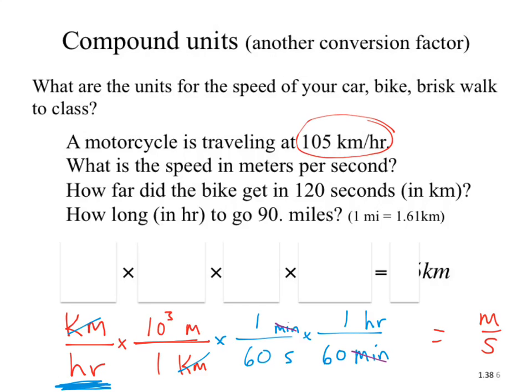Now I can put in my initial number, which was 105 kilometers in 1 hour. I could take everything in the numerator, multiply it out, and get a number. Everything in the denominator, multiply it out, get a number, and then divide my numerator by my denominator, and I'd have my final answer in meters per second.